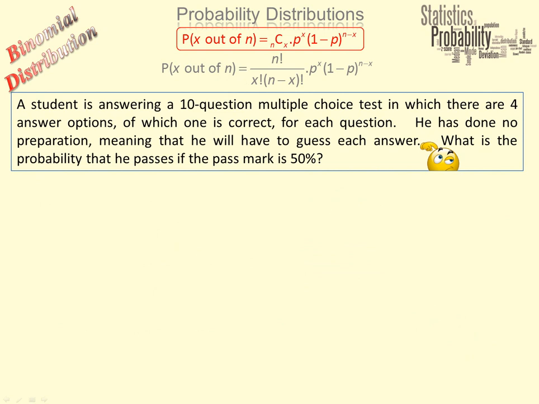A student is answering a 10-question multiple choice test in which there are 4 answer options, of which one is correct for each question. He has done no preparation, meaning that he will have to guess each answer. That's why it's a he, because if it was a girl, she would have prepared. What is the probability that he passes if the pass mark is 50%? Well, lots of people feel, well, I have a good chance if I guess.